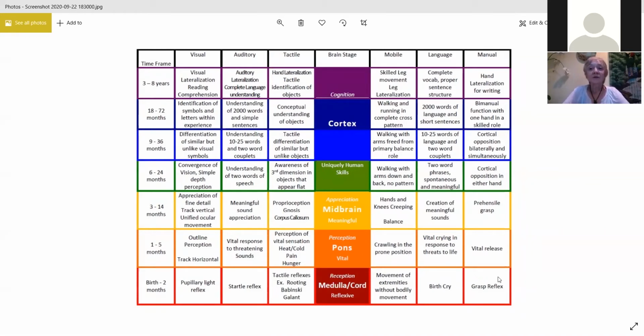Now, auditorily, and we're in that little orange box, it says vital response to threatening sounds. This is where the startle response comes up, and it can cause discomfort in the classroom. I work with many children who are terrified of school because they hate the fire drills. Now, how often does a fire drill happen? Maybe once every 6 months. I've had a couple of children who could not tolerate school because they're constantly afraid of fire drills or bells.